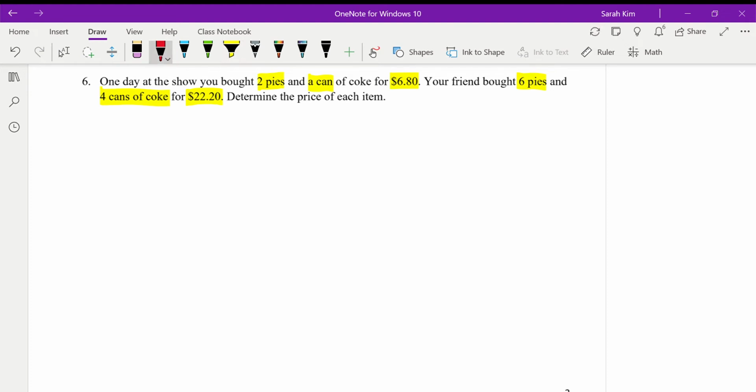What I can do first of all is, first step, label the variables. So my X, I'm going to say pies, and then I'm going to say my Y is can of Coke.